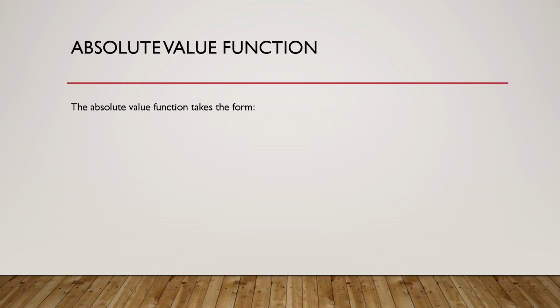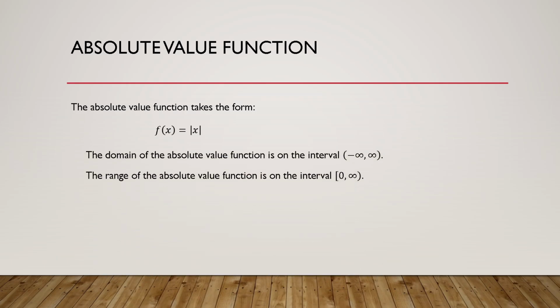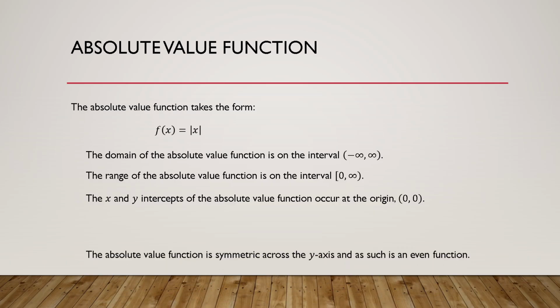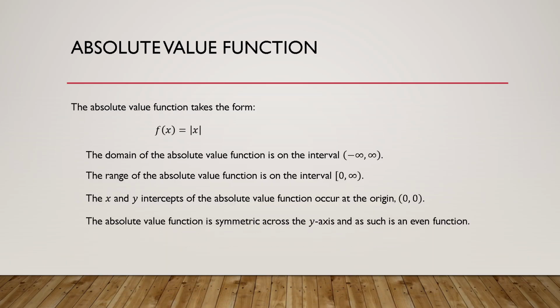The absolute value function takes the form f of x is equal to the absolute value of x. The domain of the absolute value function is on the interval negative infinity to positive infinity. The range of the absolute value function is on the interval 0 to infinity. The x and y intercepts of the absolute value function occur at the origin 0, 0. The absolute value function is symmetric across the y-axis and as such is an even function.